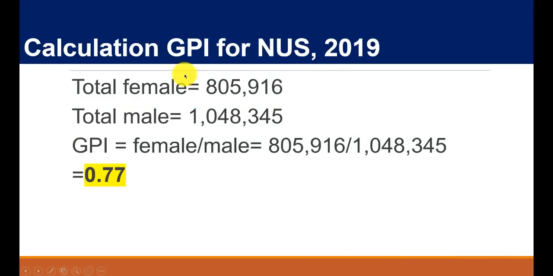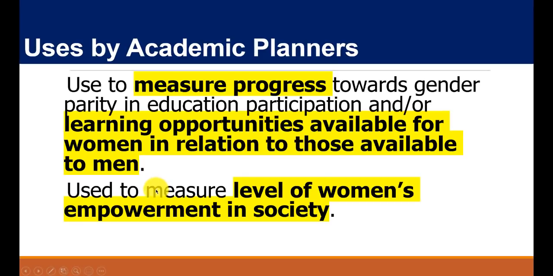So what do we have? The female divided by the male gives us the GPI, and it's 0.77. What does it mean? It means that the men are more in number. We didn't do percentage, but if we did, it would be like 7-something percent in favor of the female.